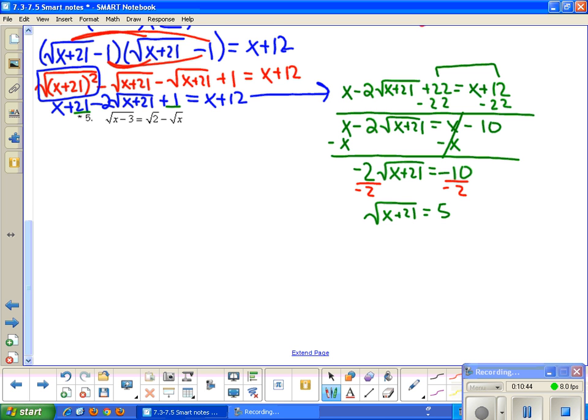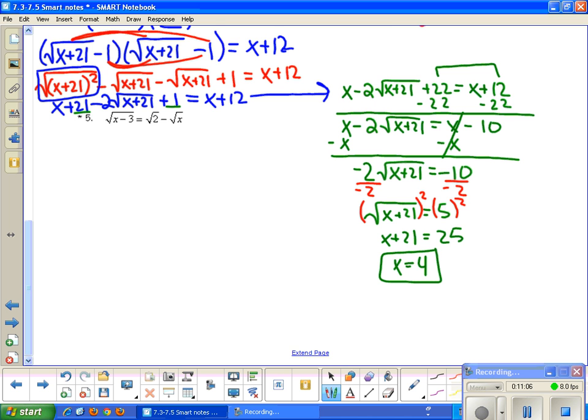So now I'm back to where I started again. So the next thing I have to do is get rid of the radical. So it's an index of 2, so I'm going to square both sides. So I get x plus 21 equals 25 when I do that. And then all I have to do is solve for x, take the 21 and subtract it to the other side, and you end up with x is equal to 4.